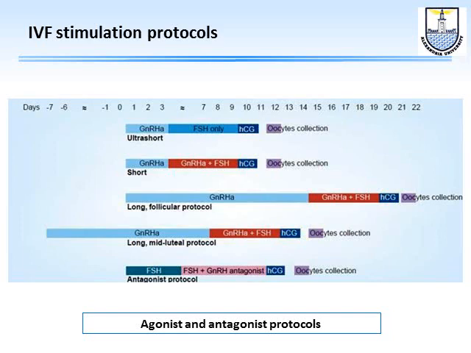where you only give 3 days of GnRH agonist, and then you start your FSH. While in the short protocol, you give your agonist and you continue with the agonist together with FSH. So you keep giving your agonist until you give your HCG.